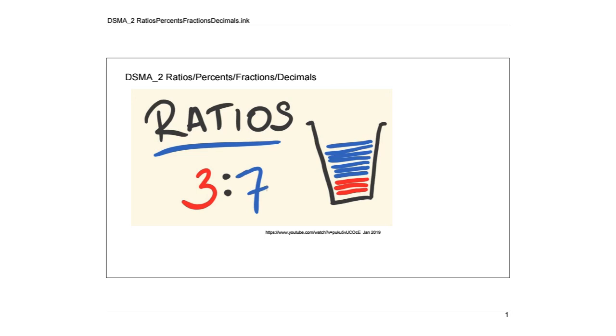Okay, so we're going to work on DSMA 2, which is ratios, percents, fractions, and decimals. It's very important in statistics that we can switch back and forth between percents and decimals. Not so much fractions. Fractions, we're going to more use our calculator, but the percents and decimals, we have to be able to switch back and forth. And then rounding, of course, which is going to be another section.